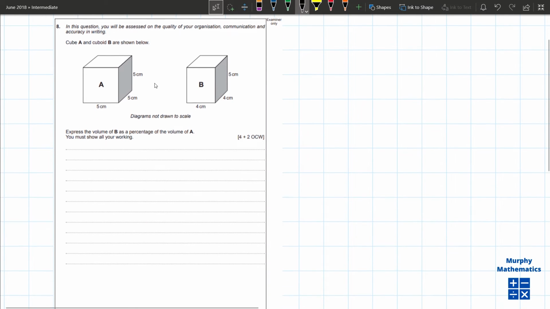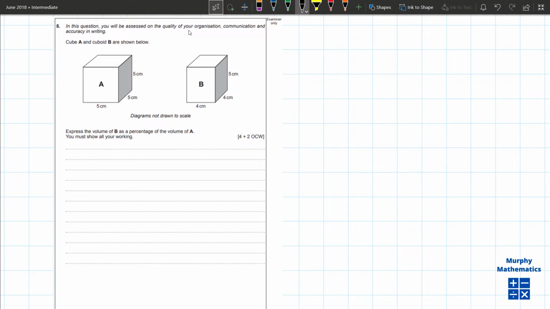And so the first thing we see is this question: you'll be assessed on the quality of your organisation, communication, accuracy and writing. So we need to bear that in mind, that there's 2 extra marks here for quality of writing. Okay, and so this cube A and cube B are shown below. So we've got cube A and cube B. Express the volume of B as a percentage of the volume of A. Okay, so we need to find the volume of both of these.